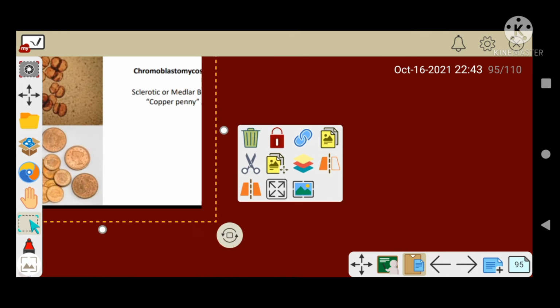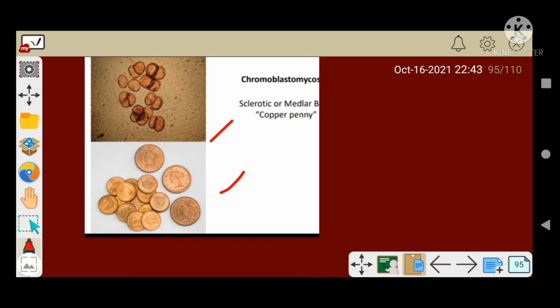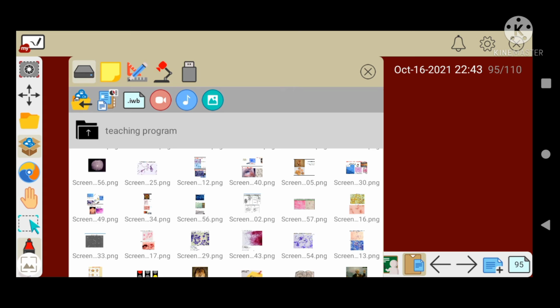What is this? Okay, so this is your sclerotic body or medlar body in chromoblastomycosis, correct? Chromoblastomycosis, also known as copper penny bodies.